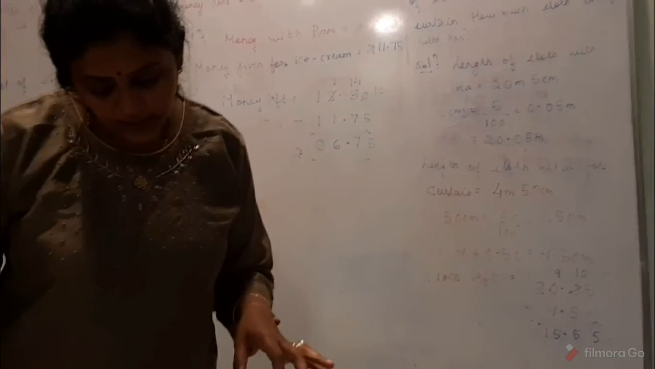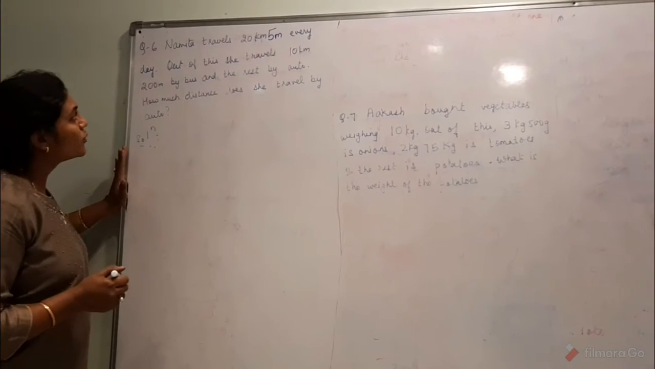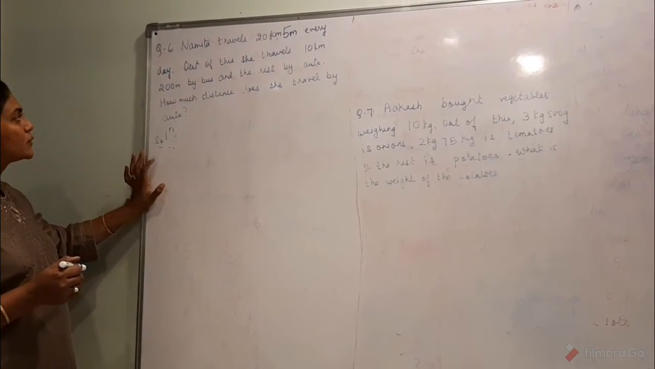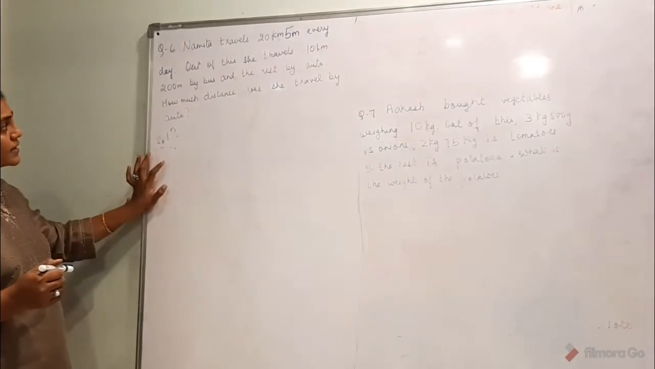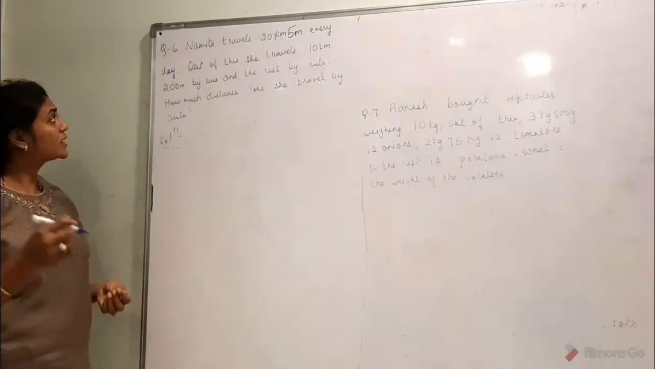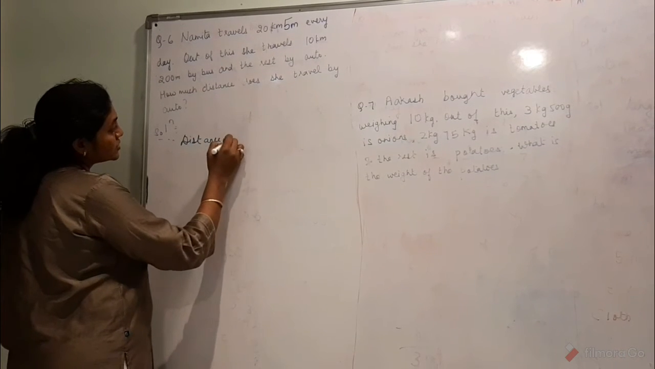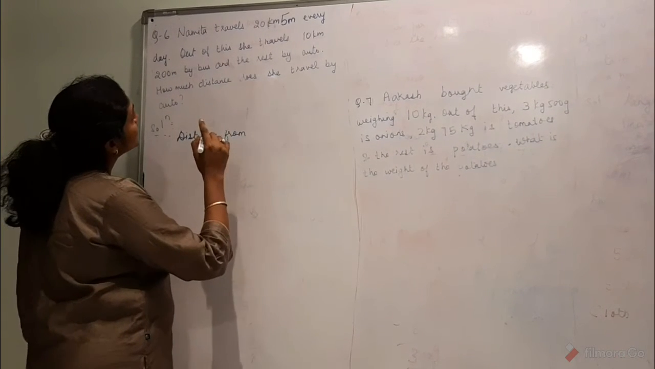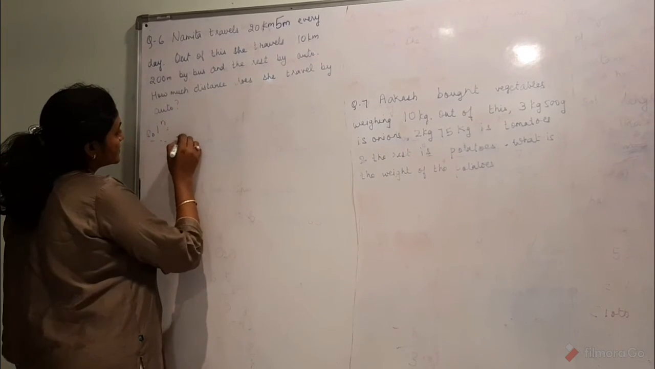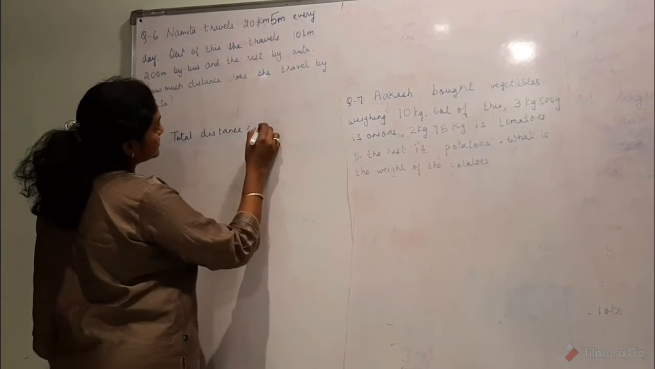Now you will see the rest of the two questions, 6 and 7. Namita travels 20 km 5 meter every day. Out of this, she travels 10 km 200 meter by bus, rest by auto. How much distance does she travel by auto? So total distance is 20 किलोमीटर 5 मीटर.